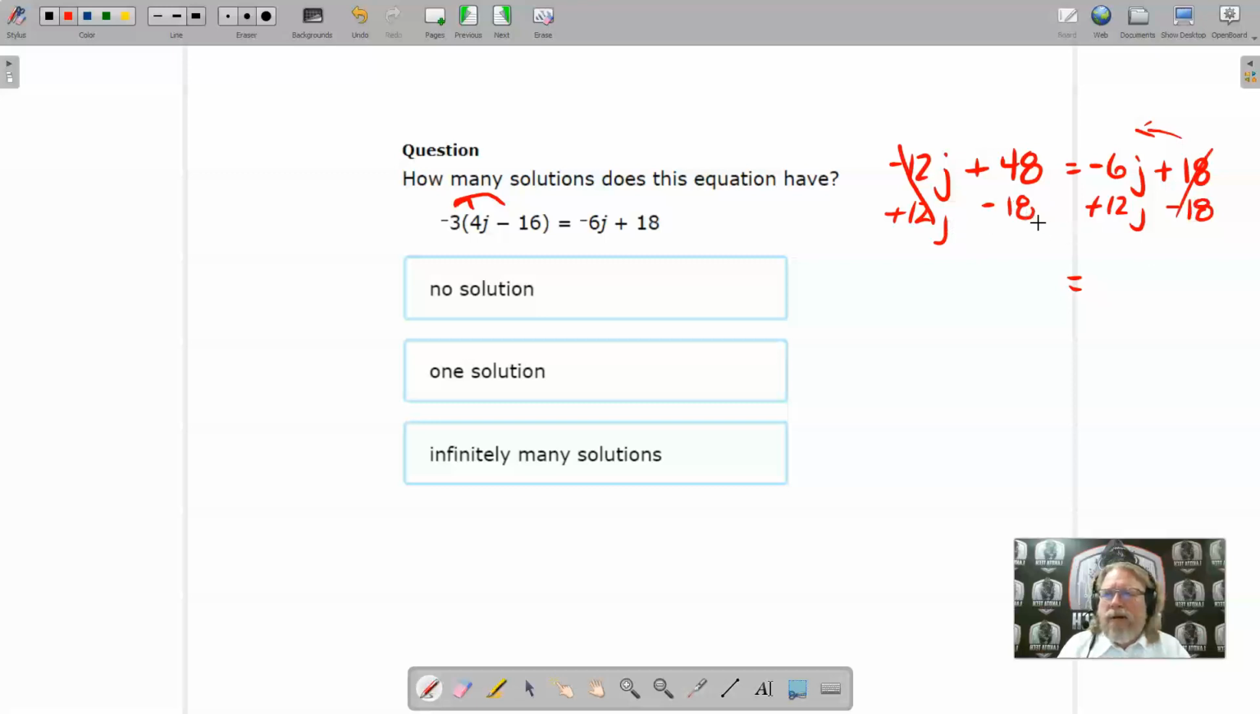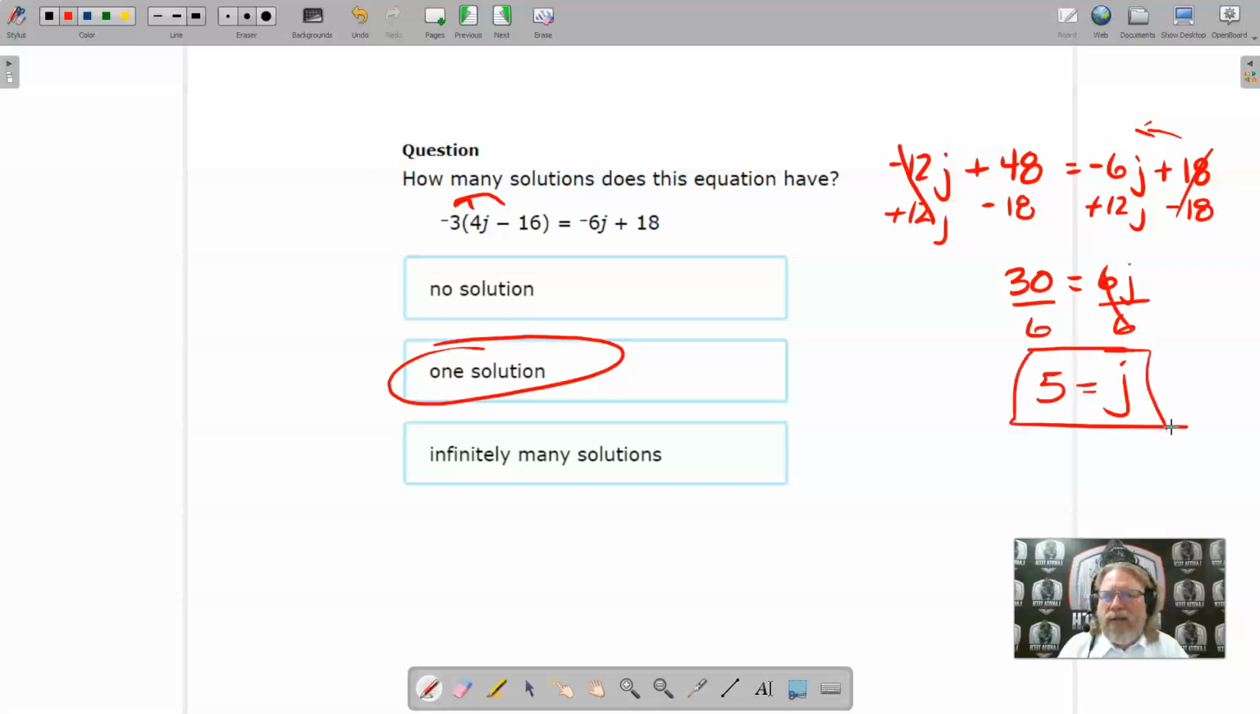So now we're going to end up with our constants on the left, variables on the right. So negative 6 plus 12 is a positive 6. So we have 6J on the right. And 48 minus 18 should be 30. I think I'm good to go there. And this is going to be what, one solution, right? Because we're going to divide by 6. Divide both sides by 6. The 6's cancel, leave me with J. 30 divided by 6 is 5, so J equals 5. So we have just one and only one solution on this, so we'll select one solution.